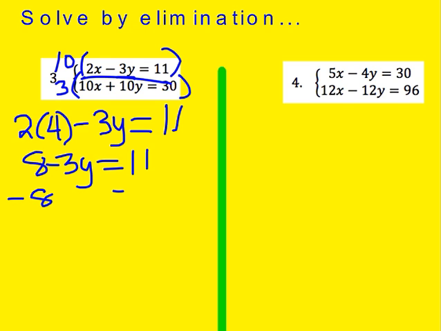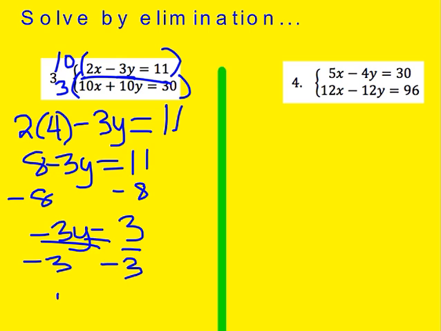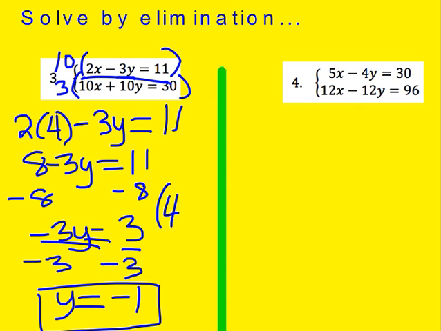Subtract 8 from both sides, and I get that 3y, or a negative 3y, pardon, is equal to 3. Divide both sides by a negative 3. And that's going to be a negative 1. So that's my x. So my y is 4, or my x is 4, so that goes first, and then my y is going to be a negative 1.